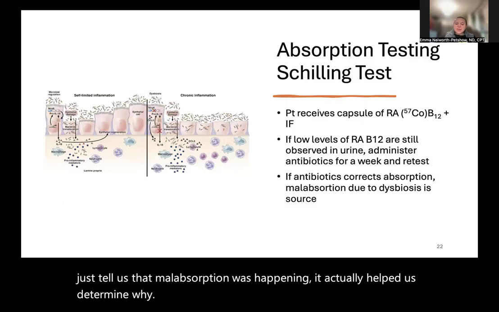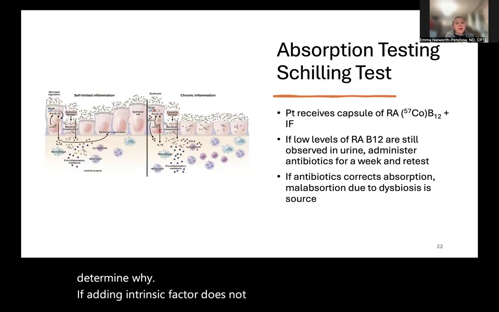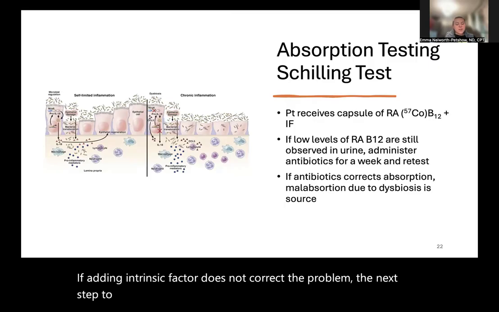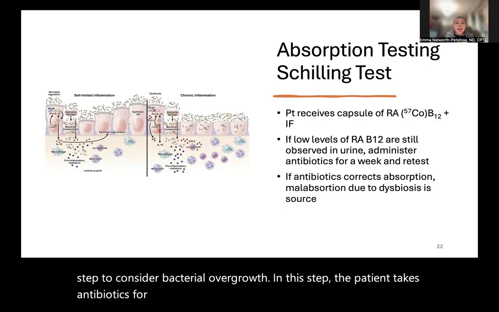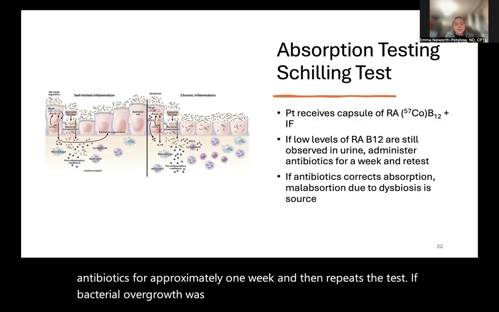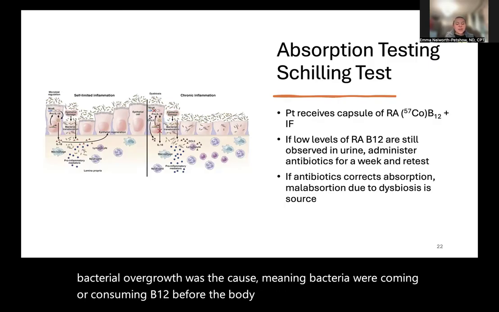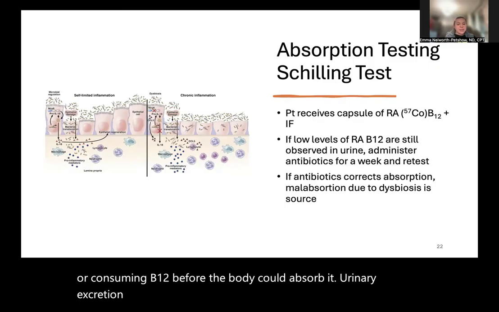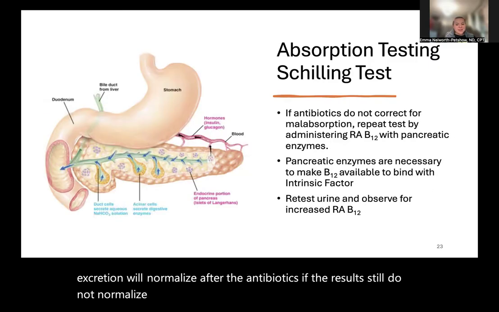If adding intrinsic factor does not correct the problem, the next step is to consider bacterial overgrowth. In this step, the patient takes antibiotics for approximately 1 week and then repeats the test. If bacterial overgrowth was the cause, meaning bacteria were consuming B12 before the body could absorb it, urinary excretion will normalize after the antibiotics. If the results still do not normalize, we move to the next test.